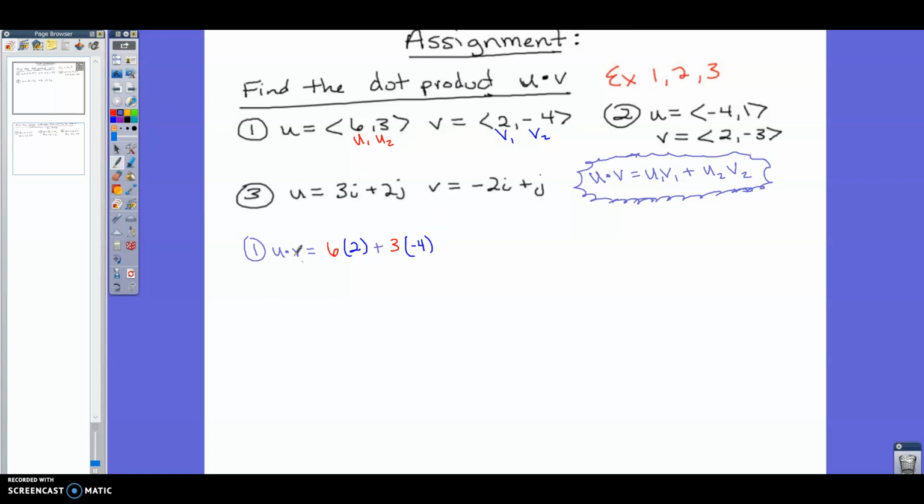So then we simplify our expression as much as we can. 6 times 2 is 12. 3 times negative 4 is negative 12. So 12 minus 12 is 0.